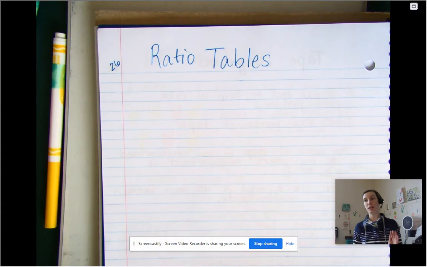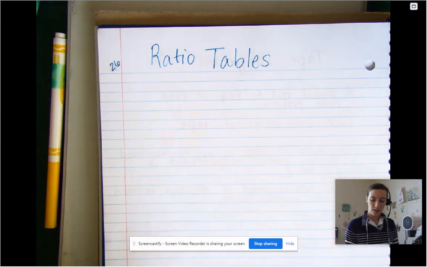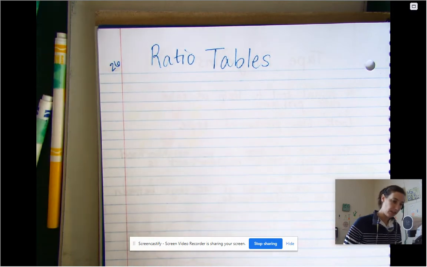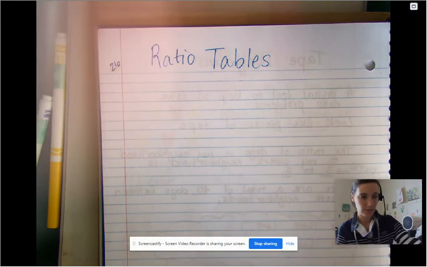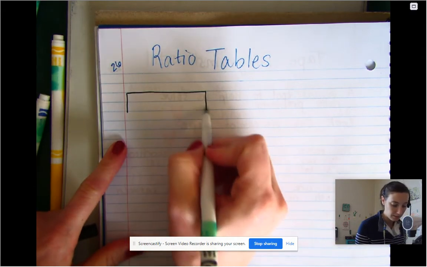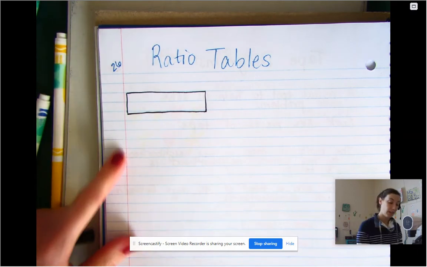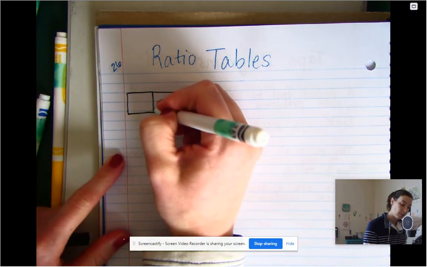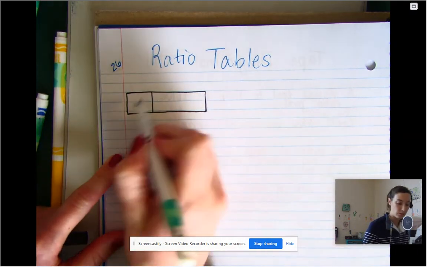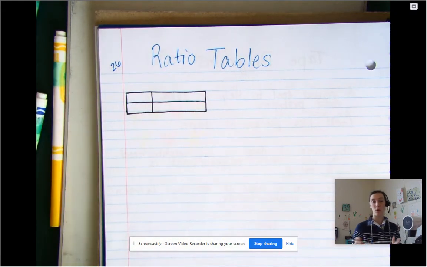First of all, a ratio table is as simple as it sounds. Like a table that you've seen before, there are usually rows and columns, same deal. Except, to be specific, there's always two quantities, right? Because a ratio is a comparison between two quantities.